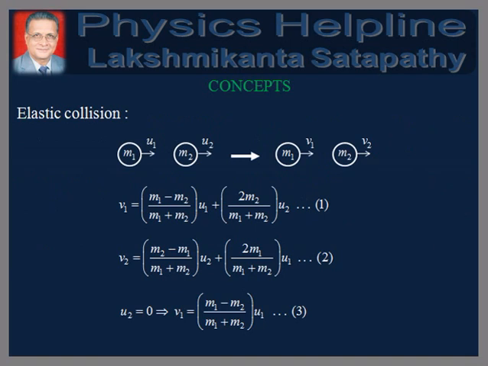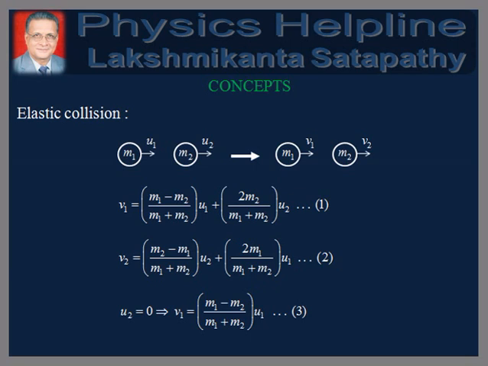Before proceeding to solve the problem, let us recall the related concepts. In case of elastic collision of two particles of masses m1 and m2 moving along the same straight line with speeds u1 and u2, their final velocities after collision are given in equations 1 and 2. In the question, we are required to find the fractional loss of energy of the neutron. Hence, we will use equation 1.